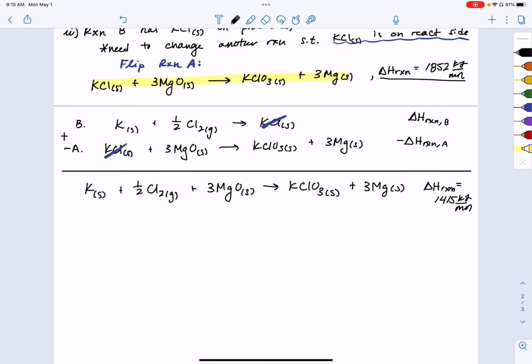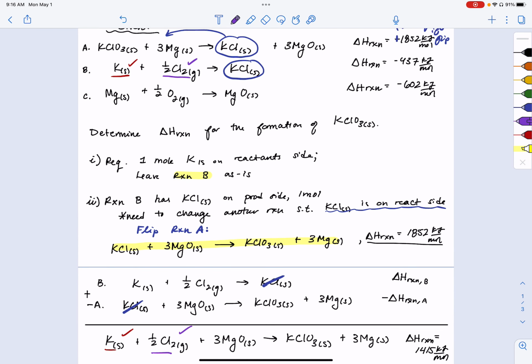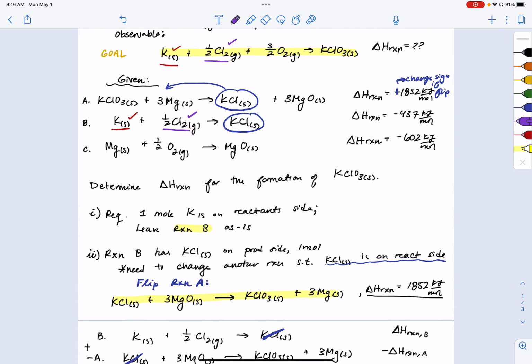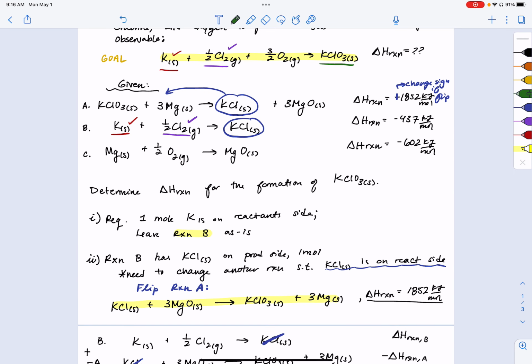All right, so this is what I've got so far, right? I'm starting to get the pieces of what I want. I've got my potassium and I've got my half a mole of chlorine. And let's go back to what's shown up here on my reaction of interest. So it looks like I've got this KClO3 and I have 1 mole on my product side. And wouldn't you know it, so far I have KClO3, 1 mole on my product side.